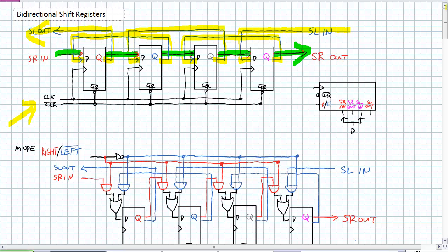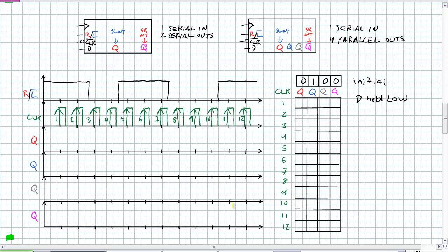Okay, so let's go ahead and try some more analyses of these bidirectional shift registers, perhaps using them in timing diagrams to see how they operate in different modes. Here is a bidirectional shift register. I've got a single input D. For this example, that D is always going to be held low. For this example and for this example only.